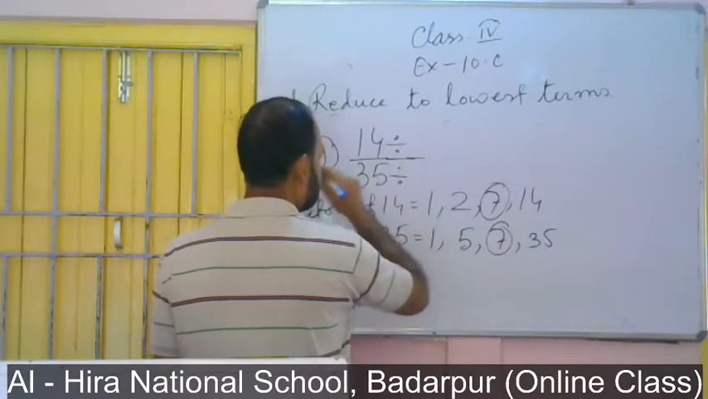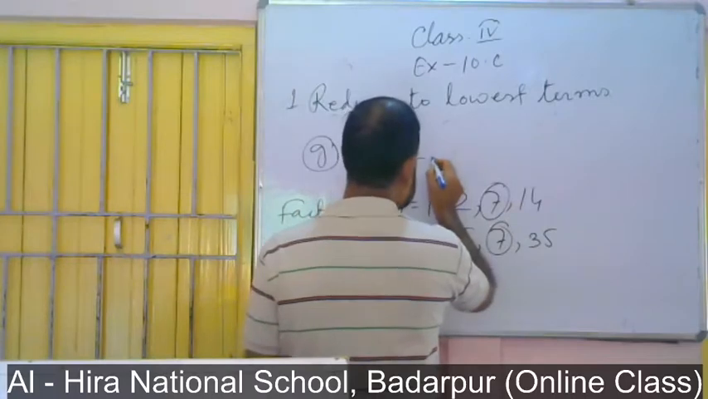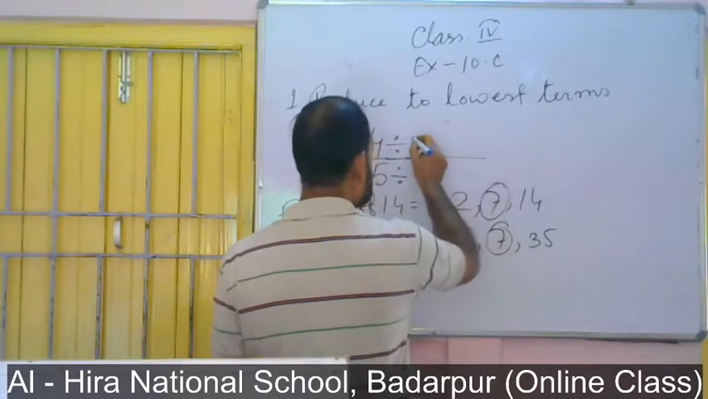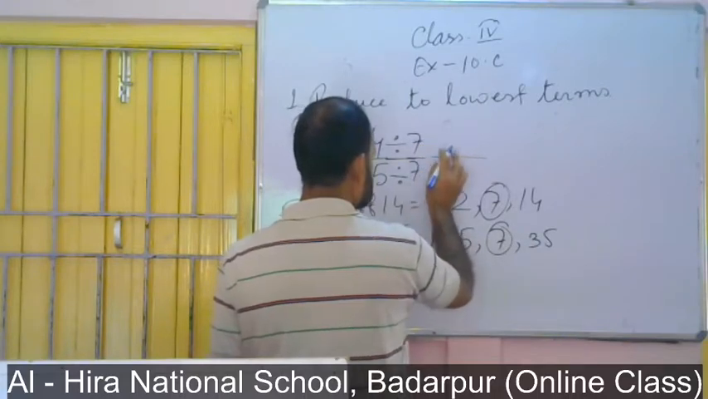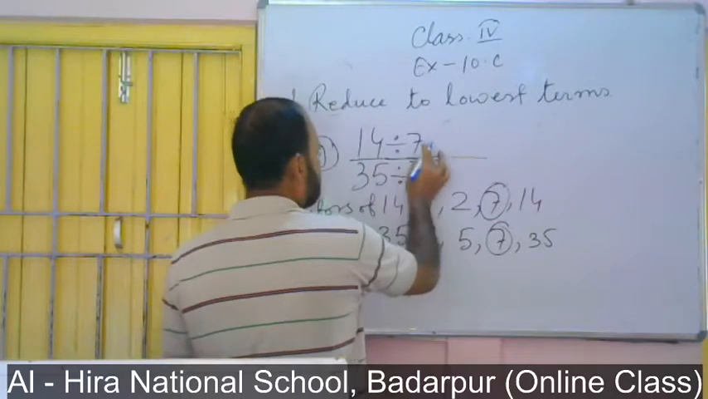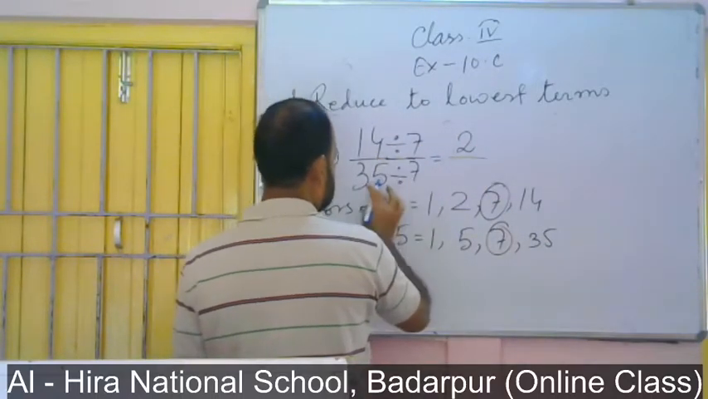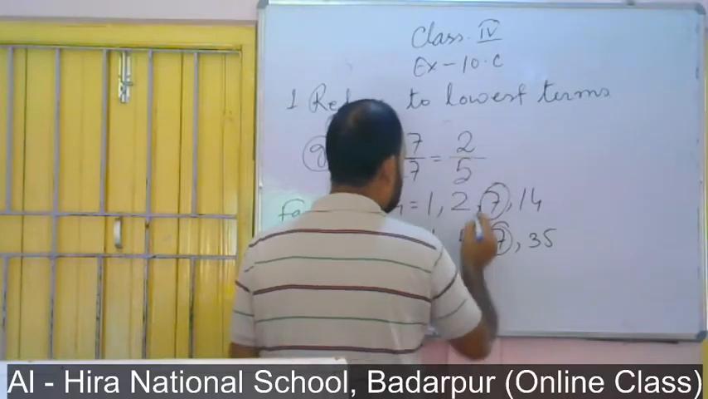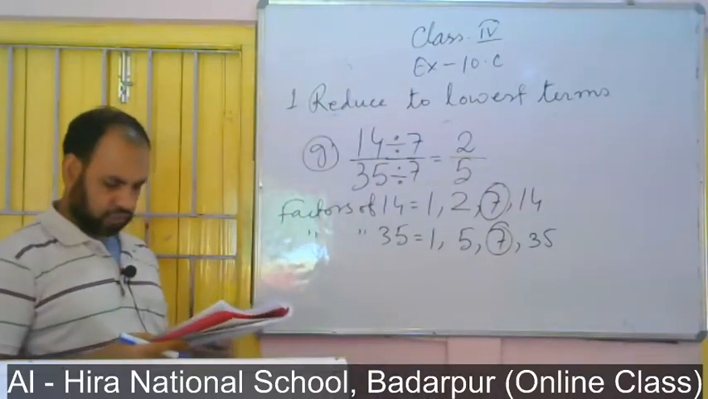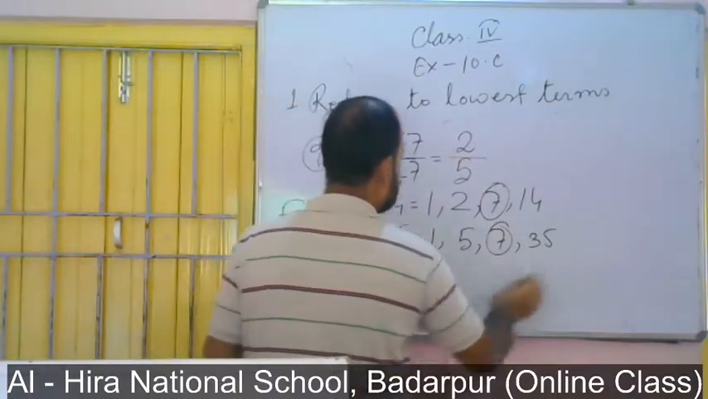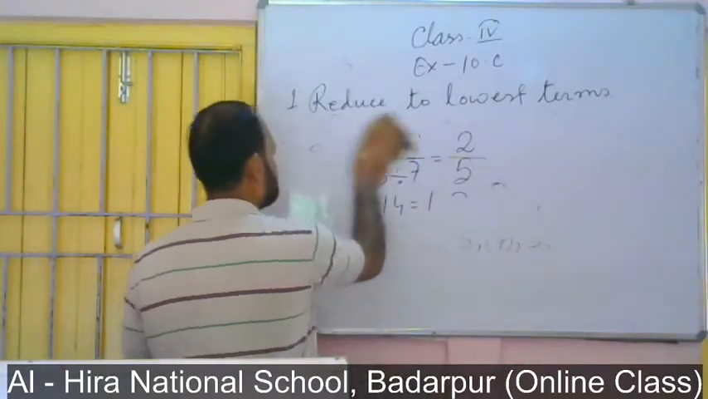If we divide by 7, then we get 14 divide 7 equal to 2. 14 to 7 2s are 14 and 7 5s are 35. Answer, the lowest term is 2 by 5. Next question number H.